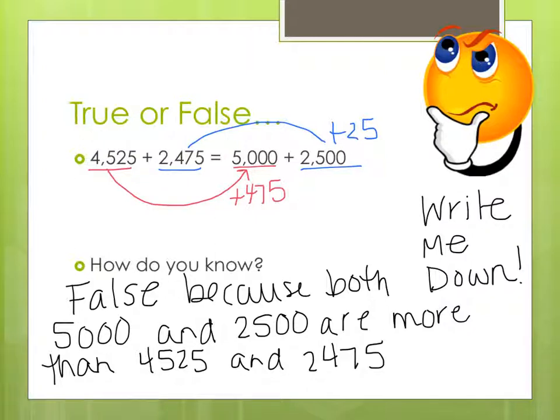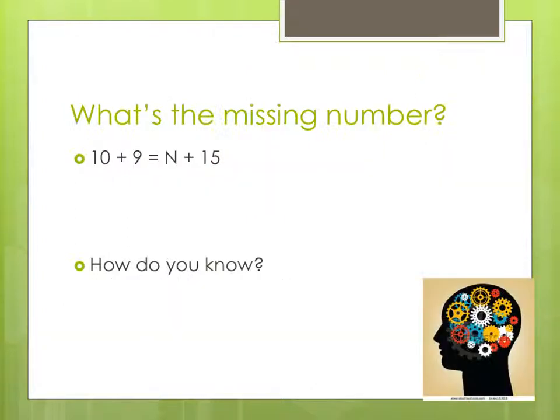Now that we have some idea what it looks like to compare numbers on an equal sign equation to see if they're true or false, let's see if we can use that same relational thinking to decide if we can find a missing number. Let's take a look at this problem. 10 plus 9 is equal to n plus 15.